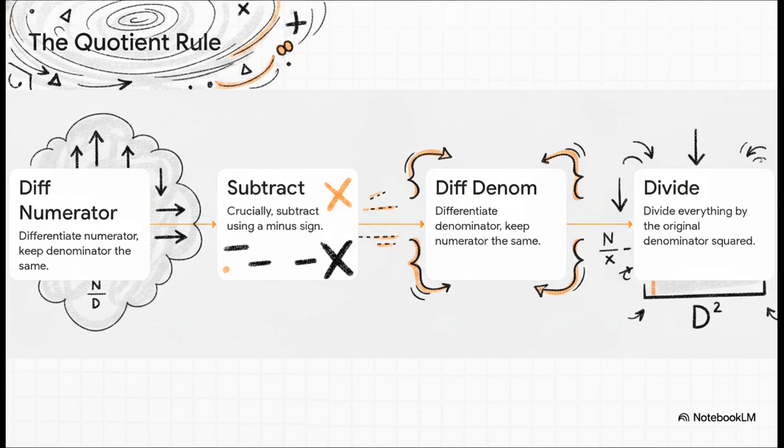Step 3, differentiate the denominator, keep the numerator the same. And finally, Step 4, you must divide that entire result by the original denominator squared. It requires a bit of focus for sure, but once you memorize this flow, you'll nail it every time.